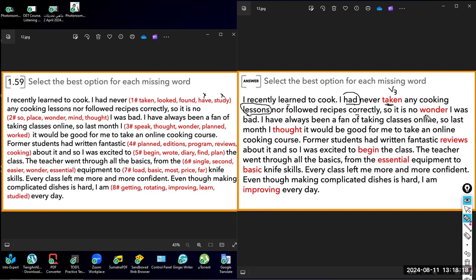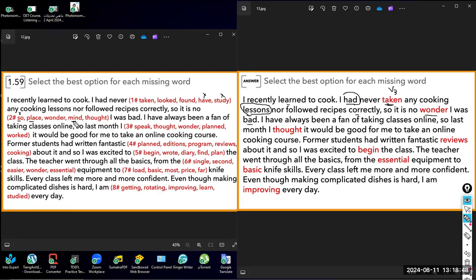So it is no wonder I was bad. Okay, keep in mind, guys, that I cannot say "it is no" something else. I can't say it like this, absolutely. And "it is no place." Again, I'm not talking about places. And even, guys, if you want to say, for example, "it is no mind," you have to say "it doesn't mind." I cannot say "it is no mind." I have to say "it doesn't mind."